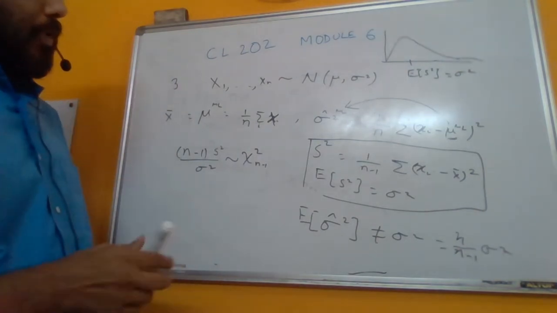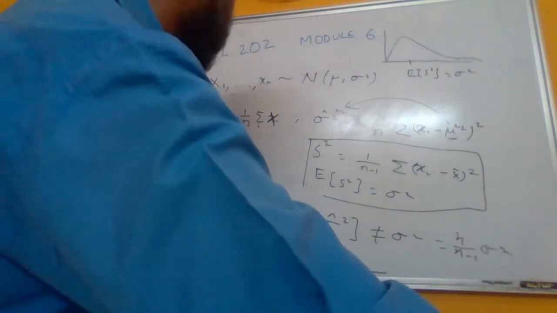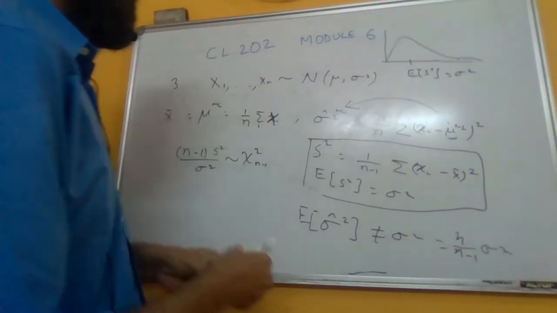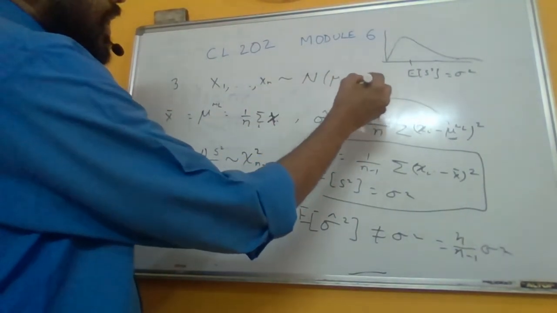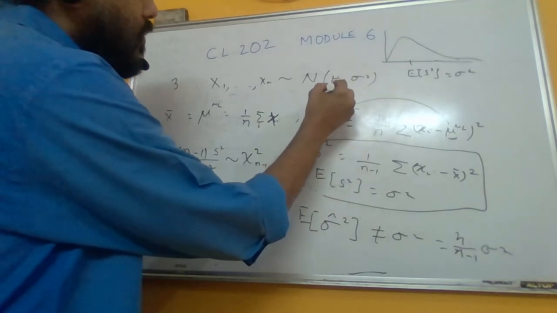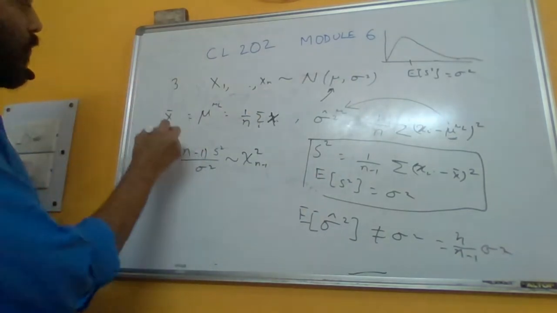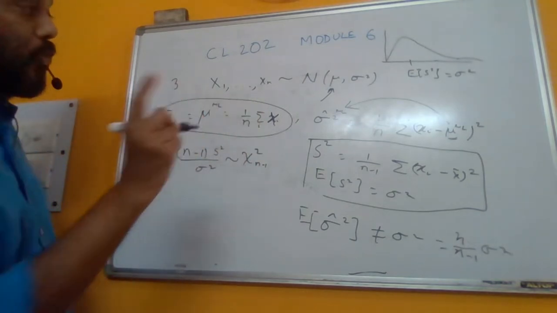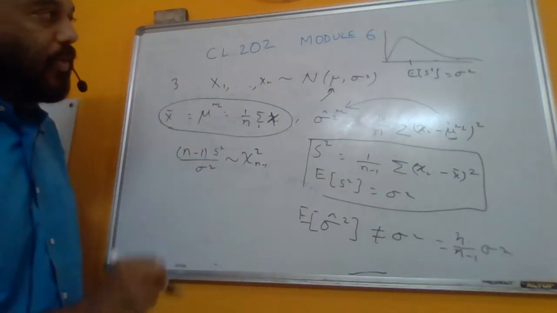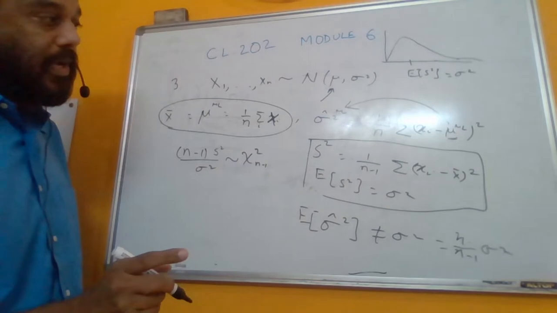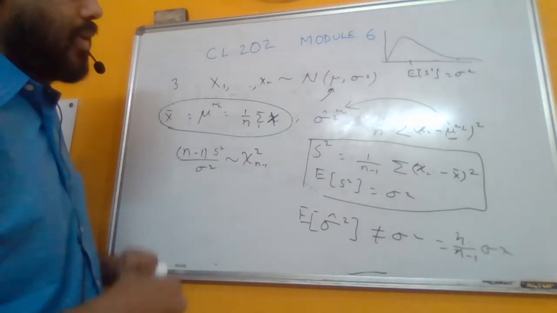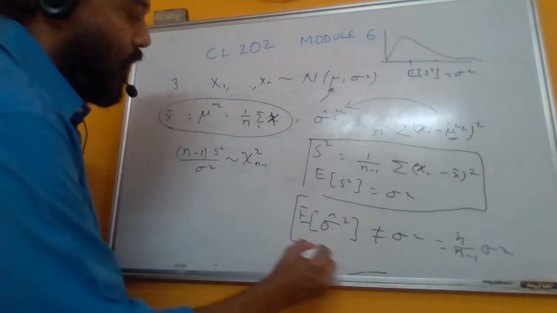So this problem is trying to explore a situation where mu is already known. So you don't have to estimate this. The true population mean is already known to you. And if the true population mean is known to you, then what effect does it have on this?